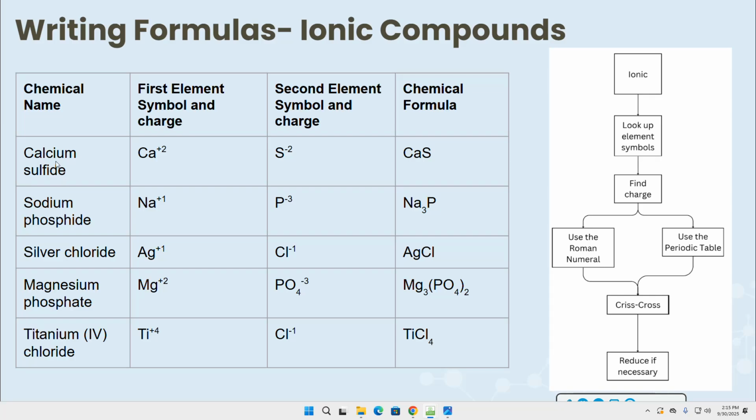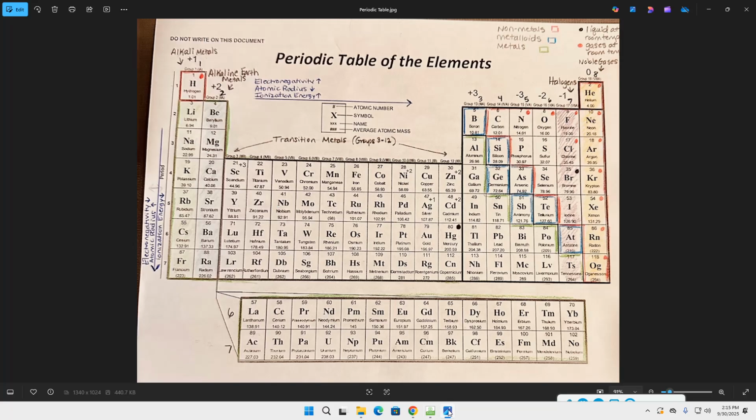We have calcium sulfide. Okay, so if we look at our flow chart, we have to look up our element symbols and then we want to find their charge. So if I find calcium on the periodic table, the symbol is Ca, and I find its charge because it's in group 2. And I know that all of my elements that are in group 2 will have a positive 2 charge.